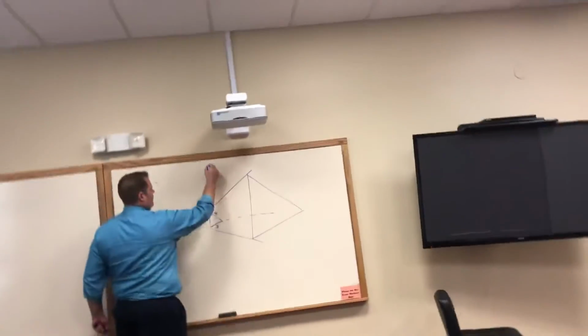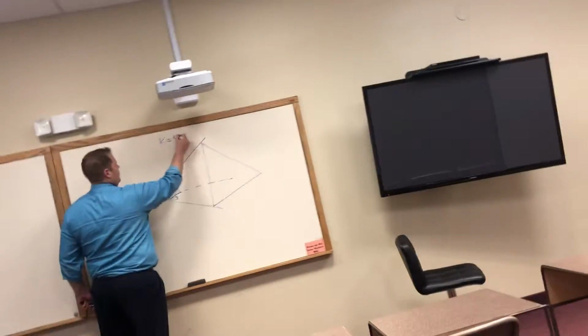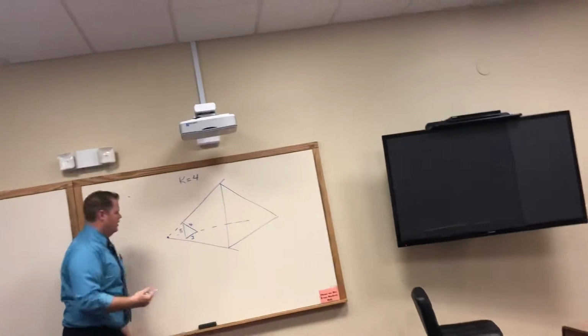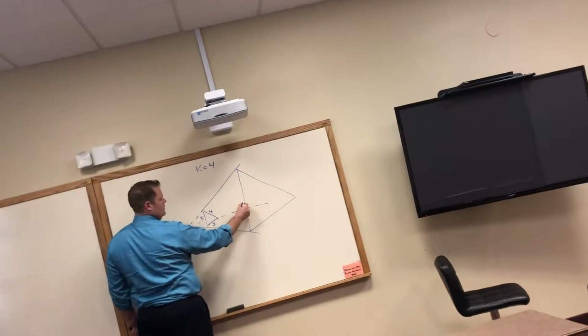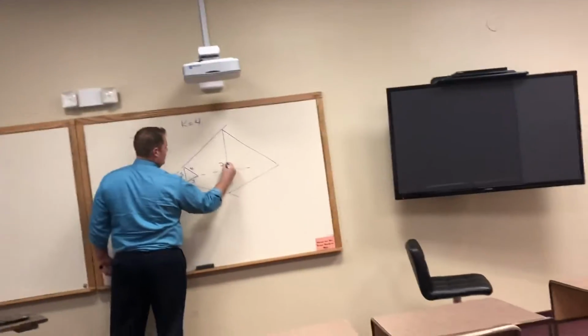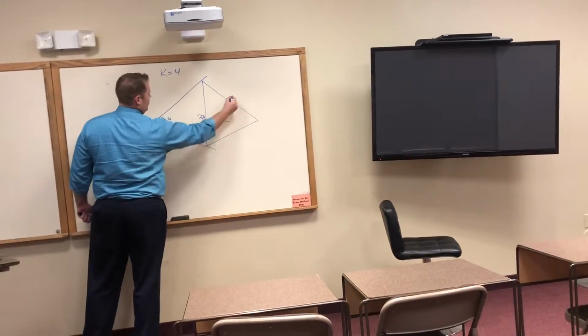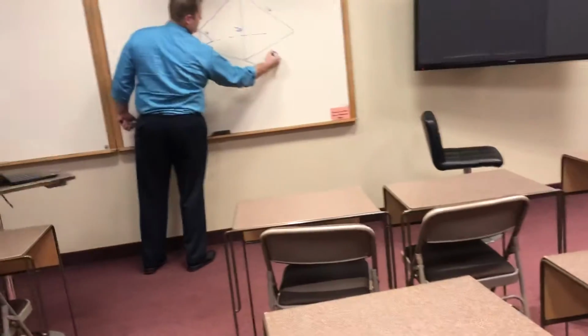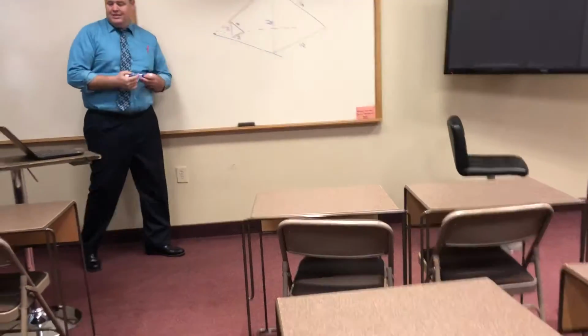So your scale factor is going to be equal to 4. K is equal to 4. Your scale factor is 4. So if this side is 5, what's this one? 4 times 5 is 20. This one's going to be 4 times 4, which is 16. 4 times 3 is 12. So it's a scale factor.